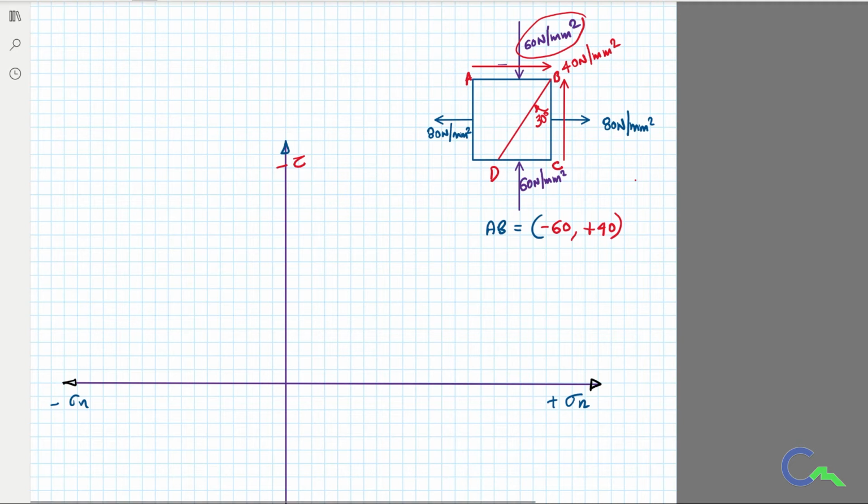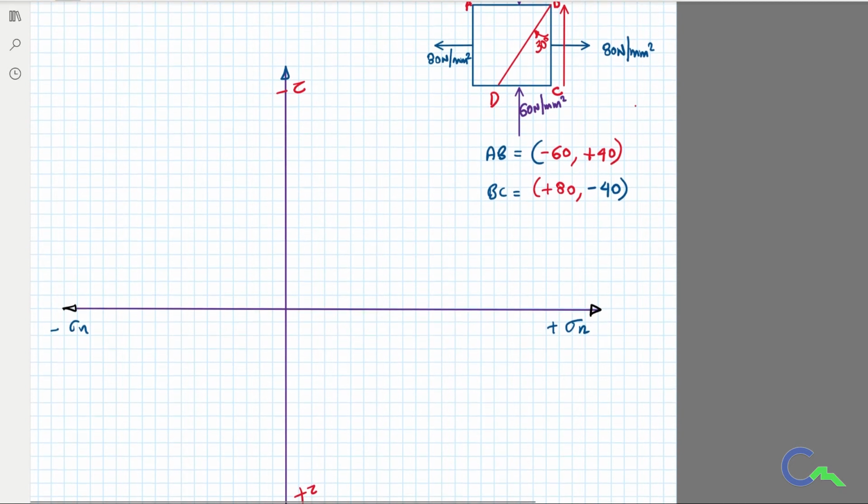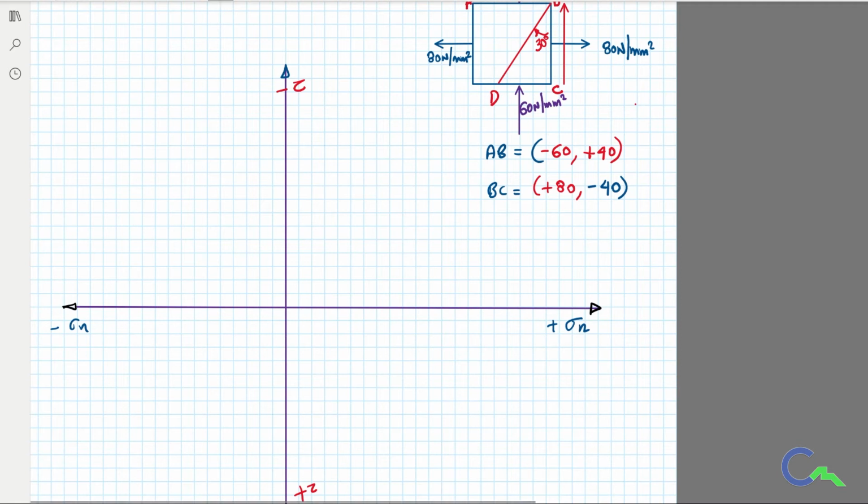If I come to the plane BC, we have normal stress, that is tensile. So I can take plus 80, that is the sigma n value. But if I apply this shear stress on this plate, it is going to rotate in anti-clockwise direction. Therefore I am going to take minus 40 as the y value. So first I have to locate these two points, then I can join those points.